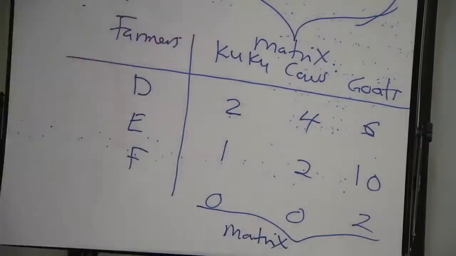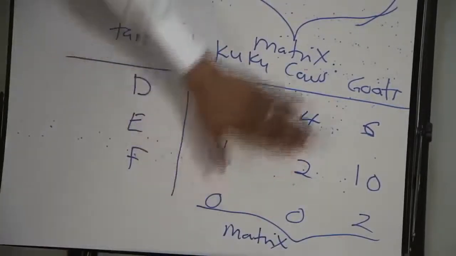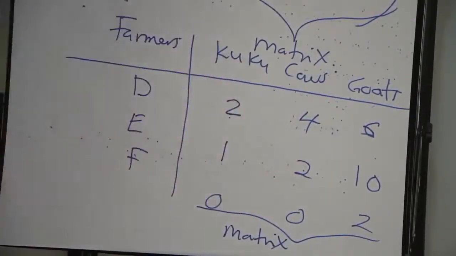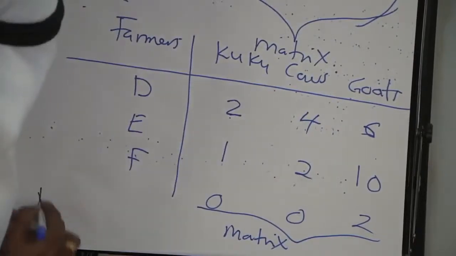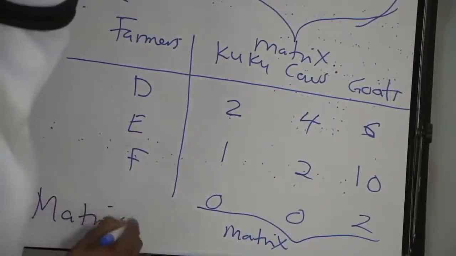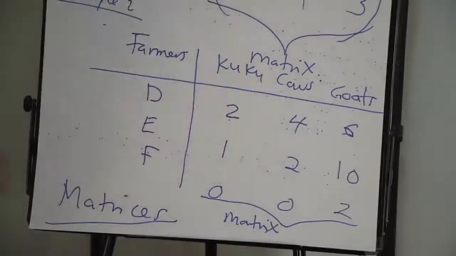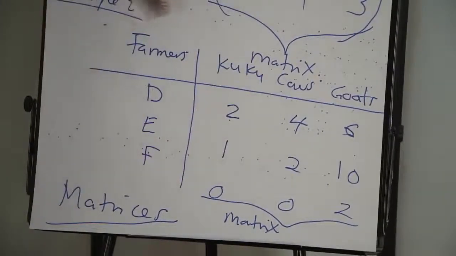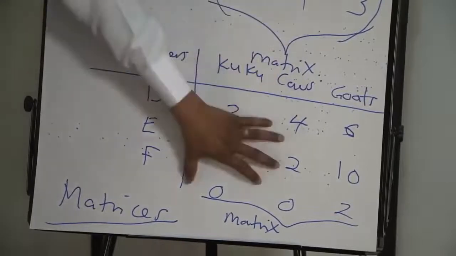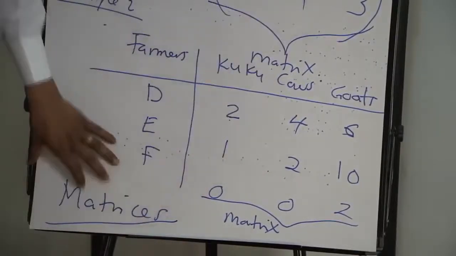So we have this matrix and we have this matrix. When you combine the two, we get matrices. So when we get this and this, their combination is matrices, the plural. This is a matrix, this is a matrix. The two of them make matrices.